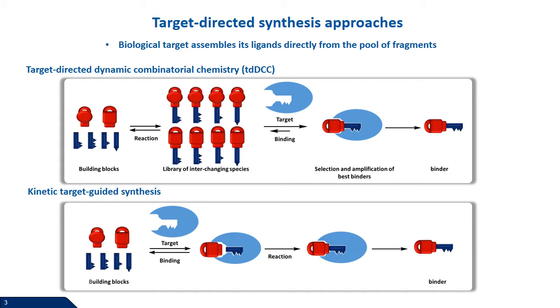The second approach is kinetically controlled reactions, which involve irreversible bond formation, and it's known as kinetic target-guided synthesis. Here, the target catalyzes the irreversible synthesis of its own ligands from the pool of building blocks. This also results in the amplification of the binders in the library pool.